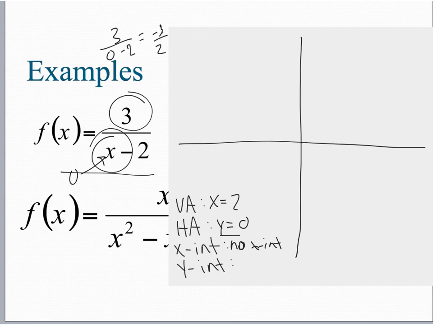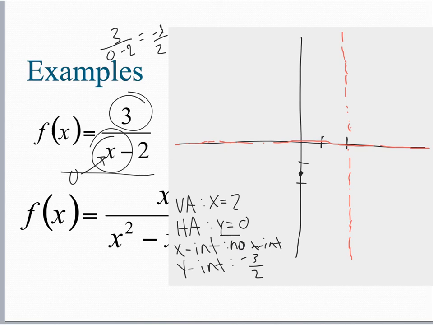Okay, so let's plot what I know. I'm going to do my, okay, so we'll say that's 1, that's 2. So I'm going to put my vertical asymptote here at 2. Okay, I'm going to do a horizontal asymptote right at 0, so that's right on the x-axis here. Okay. Let's see, we have no x-intercepts. We have a y-intercept at negative 3 halves. So that's, if I go 1, 2, it's like right there.